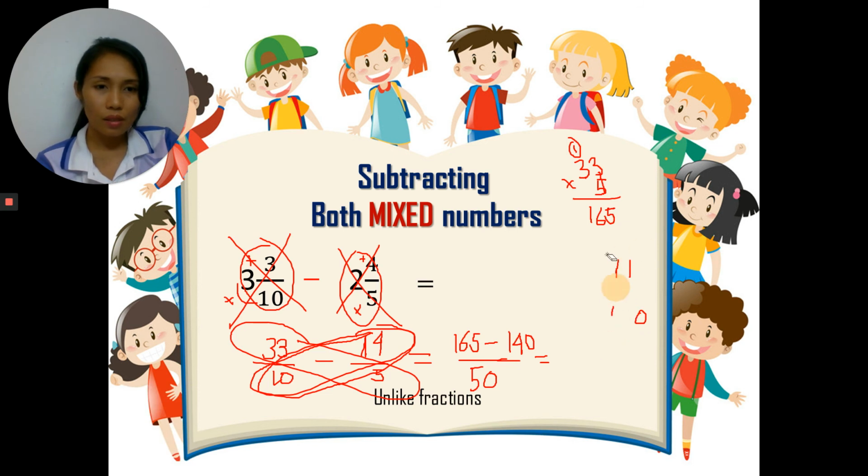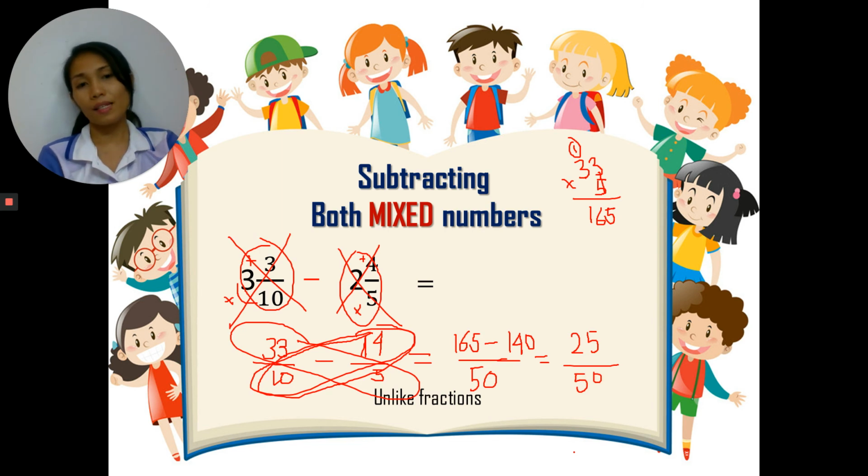Okay, let's erase here because we don't have enough space. 165 minus 140 equals 25. Now copy the denominator, 50. Is that our final answer? Not yet. You see, 25 is half of 50, right? So 25 divided by 25, so 50 divided by 25.